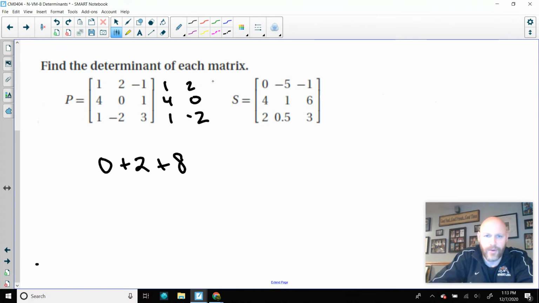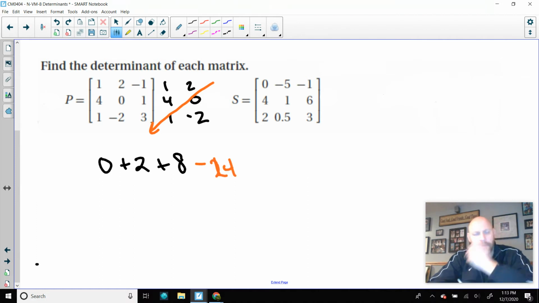Now I'm going to go from right to left, and we're going to start up here in the corner. We're going to do 2 times 4 times 3, which is going to be 24. Right? It's 12 times 2. But this time we're going to subtract 24. All right, we'll take the 1 and the negative 2. 1 times negative 2 is a negative 2, and we're going to subtract that negative 2 because we're going from right to left.